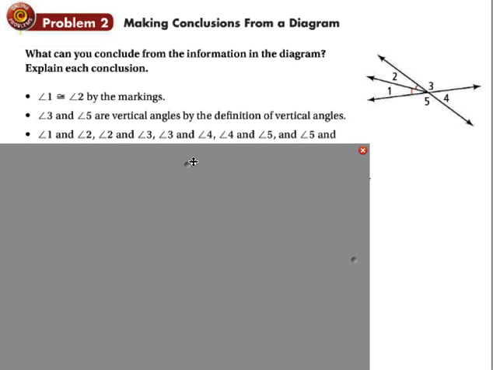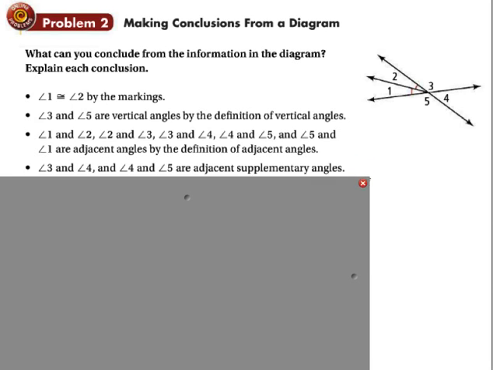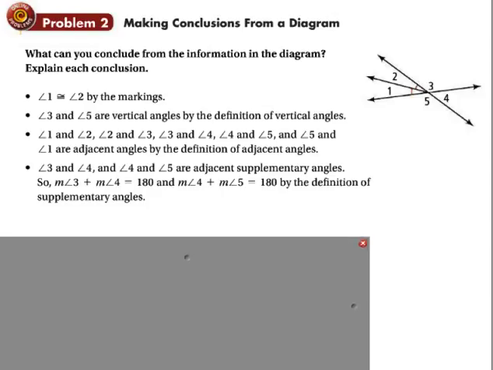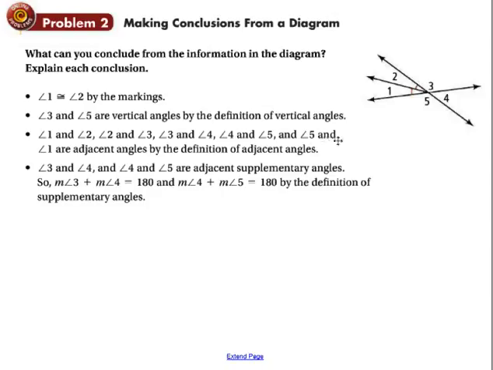Angles 1 and 2, 2 and 3, 3 and 4, 4 and 5, 5 and 1 are adjacent angles. There's a whole bunch of adjacent angles. If they share a side and a vertex and no interior points, then they're adjacent. 3 and 4 and 4 and 5 are adjacent supplementary angles. That means they form a straight angle, 3 and 4 or 4 and 5, because they add to 180 degrees. And that is what we can assume just from looking at the picture.